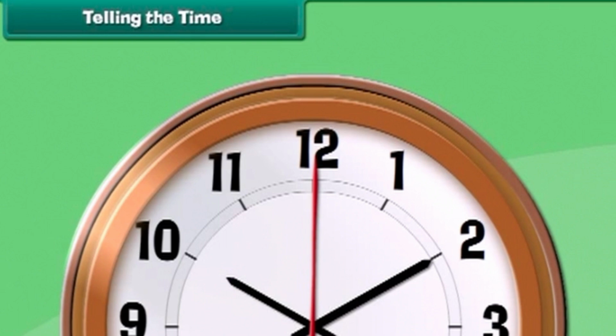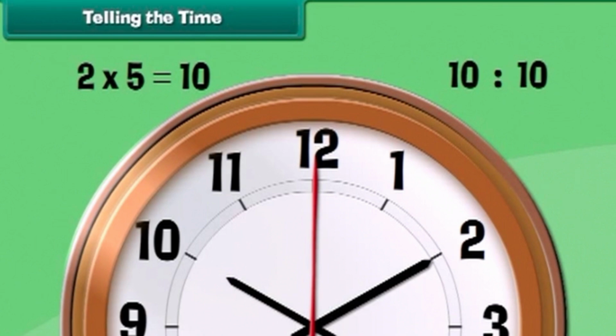To know the position of the hour hand, we read the numbers written on the clock face. And to know the position of the minute hand, we need to read the smaller divisions. Another way to read minutes is to multiply the number by 5. When the minute hand is at 2, the clock is showing 2 multiplied by 5, that is 10 minutes. This clock is showing the time 10 past 10.